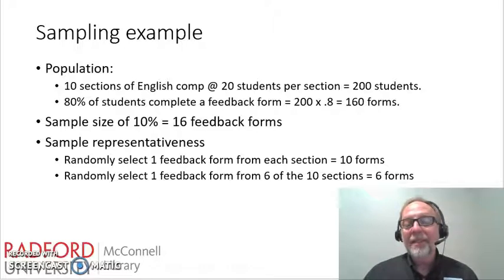Because you have 10 sections, draw the first 10 forms randomly, one form from each of the sections. Then for the final 6 forms, simply randomly select one form from any 6 of the 10 sections, but no more than one from each section. That'll give you a total of 16 forms with a really good sample size and representativeness.